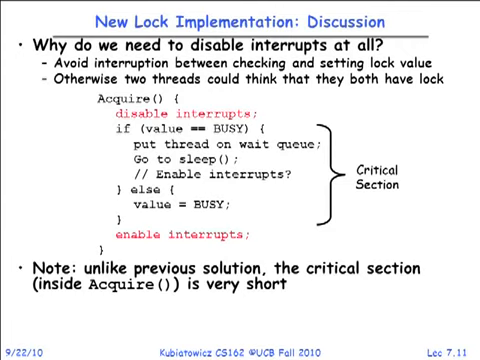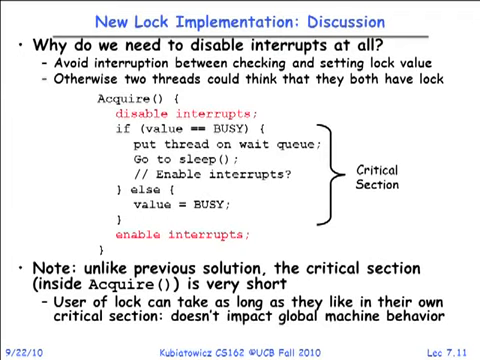Now I'm seeing some confused looks. You have to separate the implementation of the lock from the use of the lock. If you have code that acquires the lock, computes a million digits of pi, and then releases the lock, that's okay, because we only disable and enable interrupts during acquiring and releasing the lock, not during the critical section the user program is using. Is everybody with me on that? Questions? The user of the lock can take as long as they want.